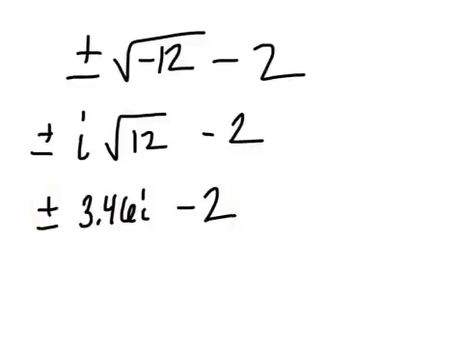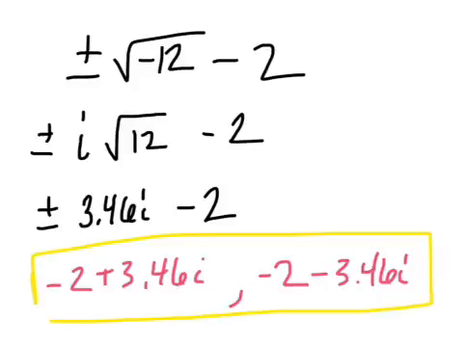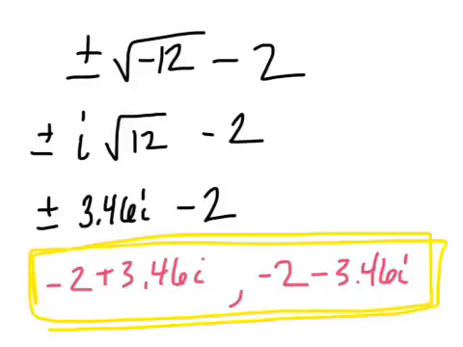So our solutions here would be negative 2 plus 3.46i and negative 2 minus 3.46i. Now, these solutions are complex. However, they are solutions, and there are two of them, which makes sense because this function is quadratic, a degree of 2. Therefore, there must be two solutions, and there they are.